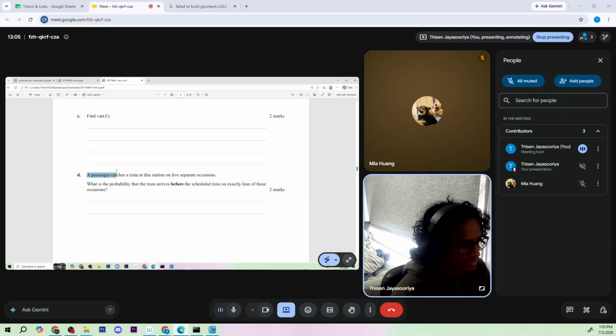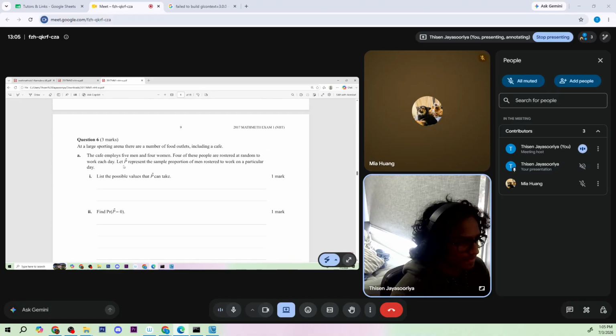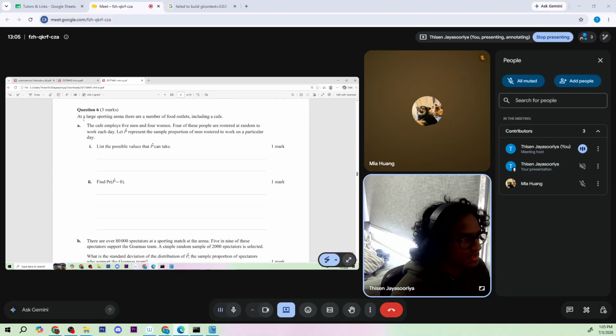A passenger catches a train at the train station on 5 different occasions. What is the probability that the train arrives before the scheduled time on exactly 4 of these occasions? We'll discuss this one. This is sampling, the general sampling question that you'll see, Mia. We haven't talked about sampling, but you'll see how straightforward sampling is.